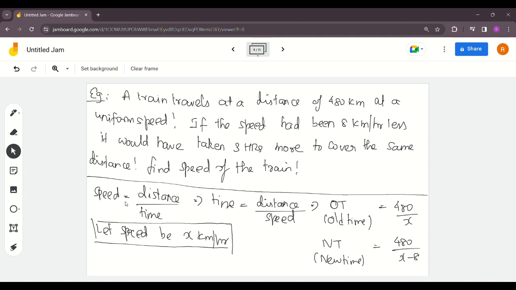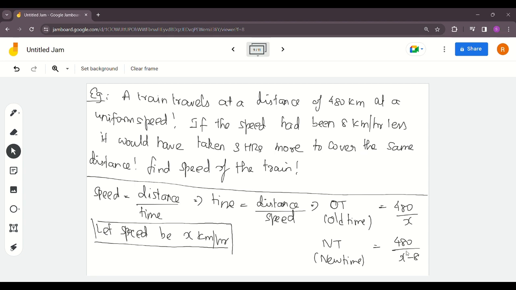So now you keep the speed as x, because you don't know what the speed is. Now use this formula, old time, because the distance is constant. So distance is 480 divided by old time, when the time is initially present. So that is 480 divided by x, and new time is 480 divided by x minus 8, because the speed is reduced by 8 kilometers per hour.